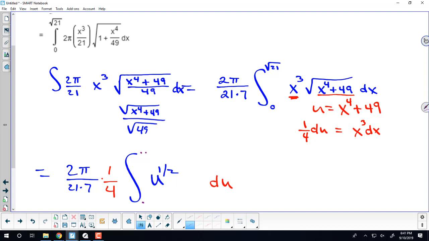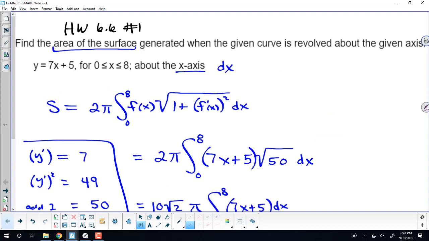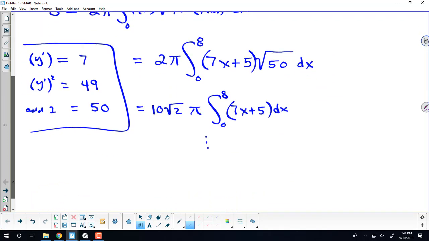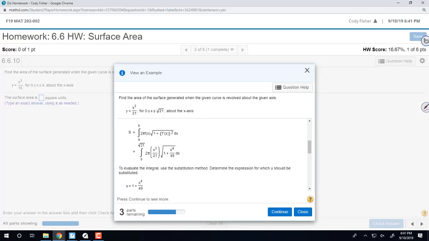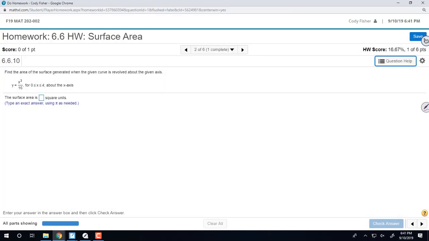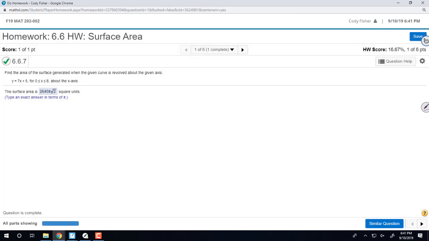Does it make sense? Can you show the answer to the first one? Yeah. Well, in MML it has the answer already. Okay, so she just wants me to show you the answer. (2640 pi square root of 2 square units). All right. Any other questions on the homework? Okay.